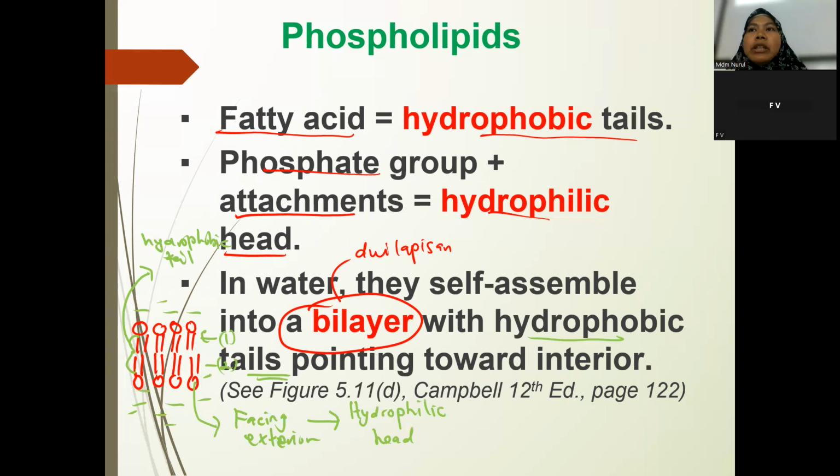Okay, so ingat, in water, this is what is going to happen to phospholipid. Okay, ingat keyword dia, hydrophobic tail facing toward interior, right? Hydrophilic head will be facing exterior. Sebab ingat, yang ekor tu is made of hydrophobic fatty acid ataupun fatty acid. So dia takkan bertindak balas dengan air.